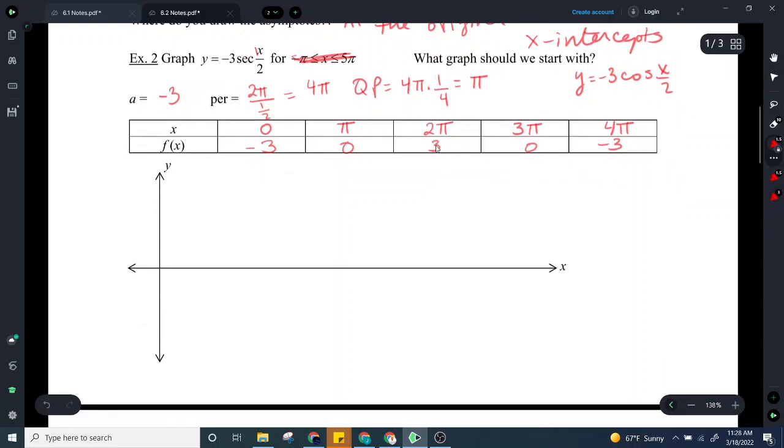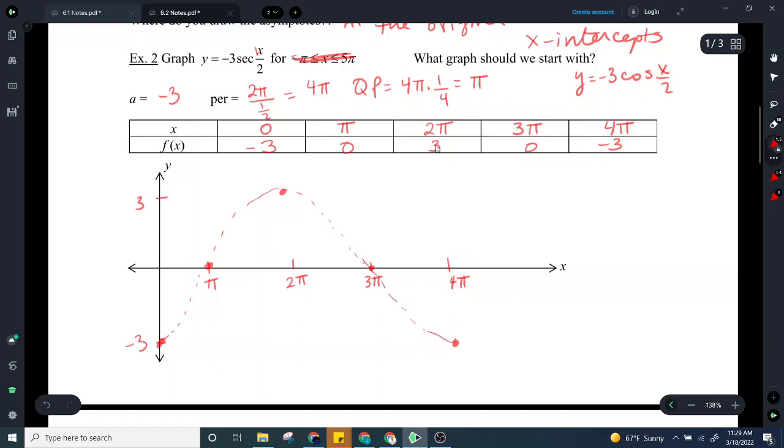So we're going to start out at pi, and then 2 pi, 3 pi, and then 4 pi. Oh, sorry, wait a minute. Hold on. Starts out at 0, my bad. So we start out here, and then at pi, we are back to 0, and at 2 pi, we're back up here at +3, and then at 3 pi, we're back to 0, and then back down here. All right, so I'm going to use a dashed line again. So here's my basic cosine function over 1 cycle.